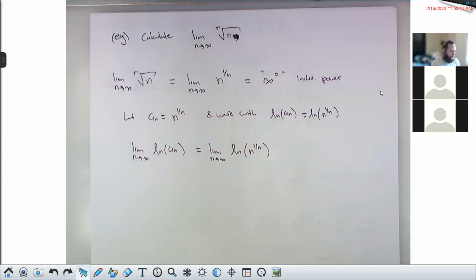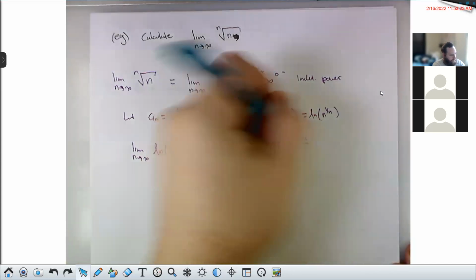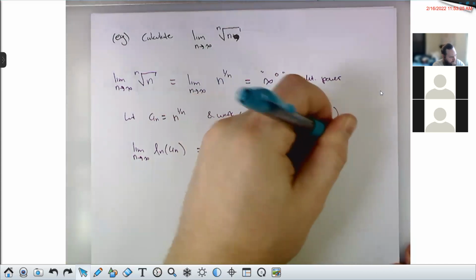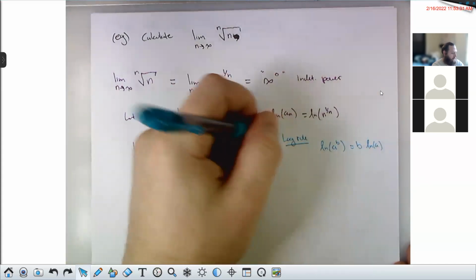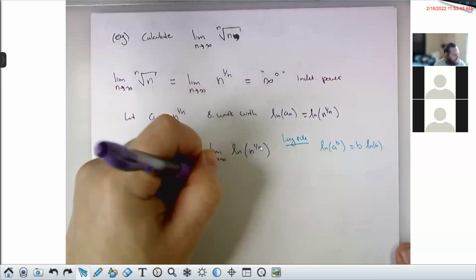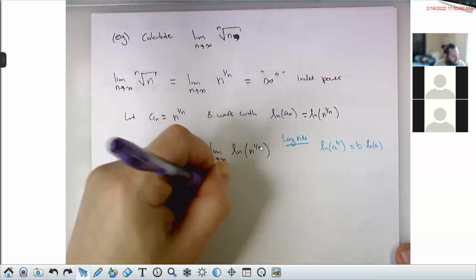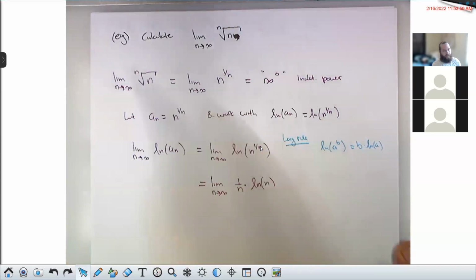And then we have another rule for logarithms. It says that the log of a to the b is the same as b times the log of a. Now this works for any base log, but here we're using a natural log. So this is like a and this is like b, right? You've got something inside the log and it's all being raised to this power. So that power can come down in front of the logarithm, and I get the limit as n goes to infinity of 1 over n times the natural log of n.